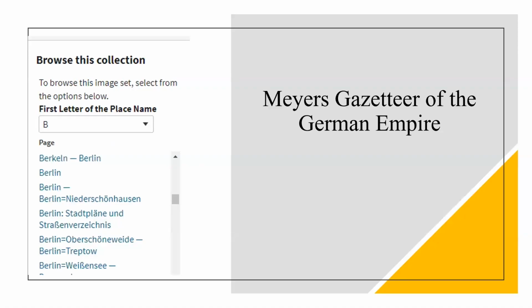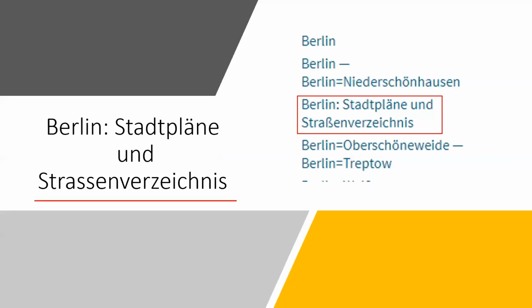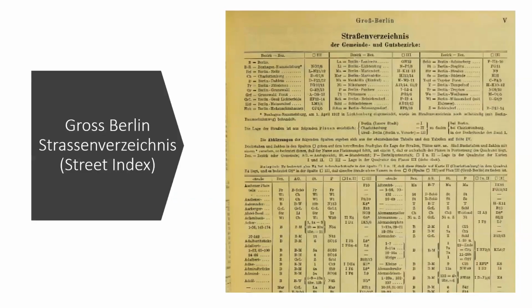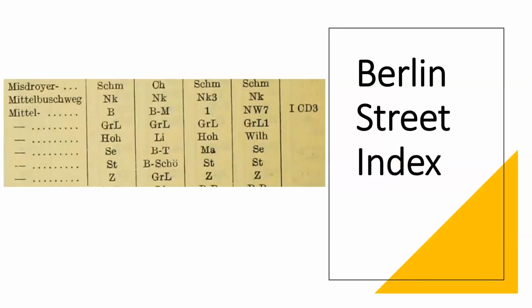After clicking on the letter B, scroll down to Berlin, Stadtpläne and Straßenverzeichnis, the Berlin city map and street index. Before turning to the map of Berlin, we need to look up Middle Street in the street index. Under the heading Straßenverzeichnis, the streets are listed alphabetically. Scroll down until you come to Mittel. At the end of the line, it shows Middle Street is on map number 1 with map coordinates CD3.